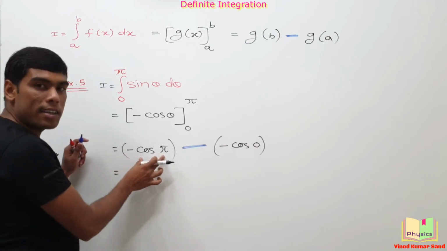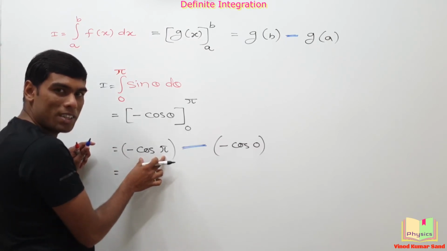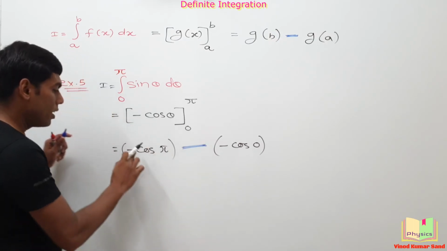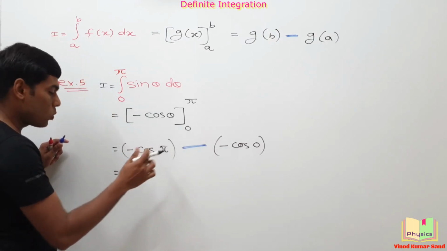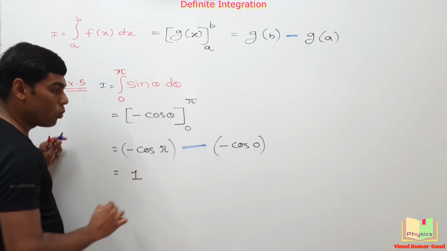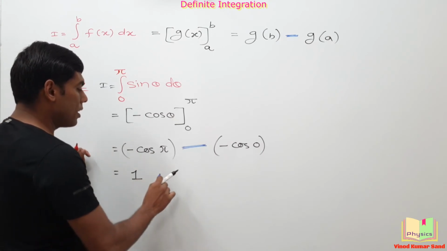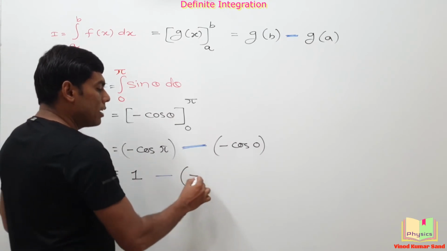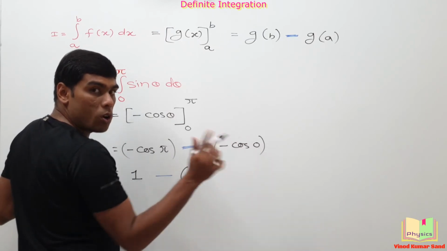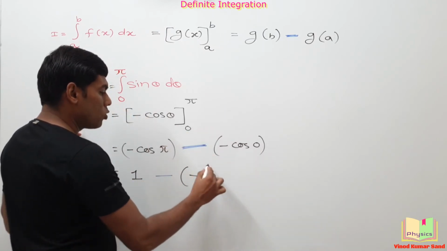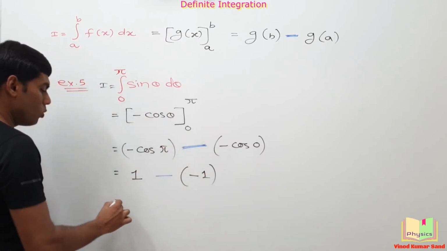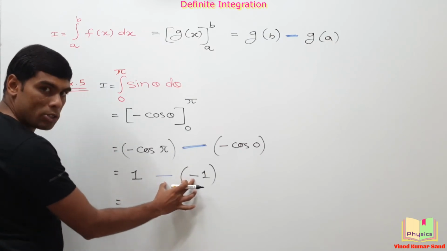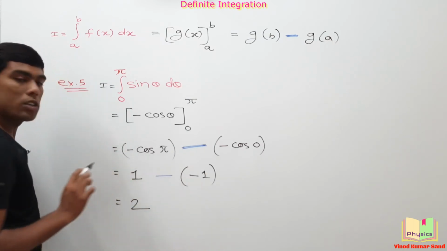Cos pi radian, do you remember from trigonometry, is minus 1. So this minus and this minus 1, finally here we will have 1. Then there is a negative sign. Minus cos 0. Cos 0 is always 1. So put here 1. So 1 and this will become plus 1. So answer will be 2.